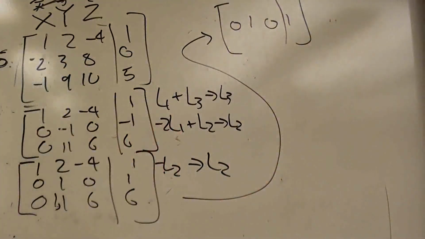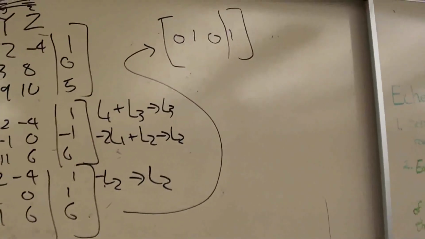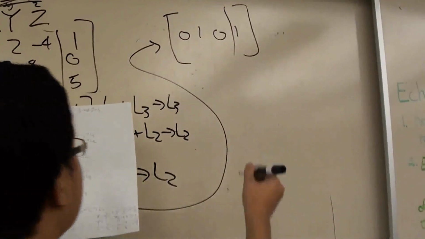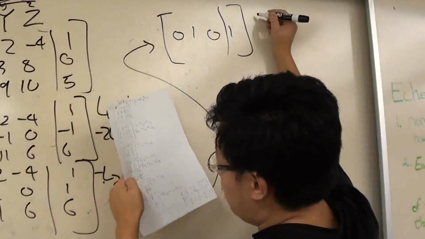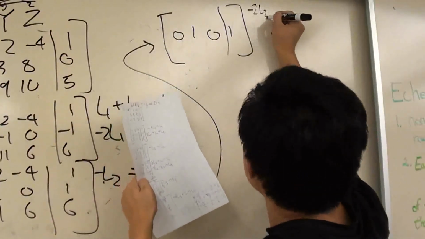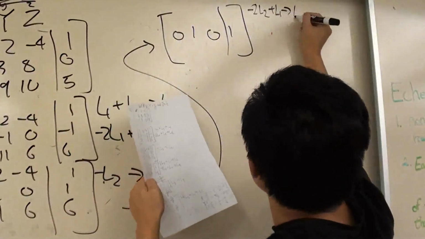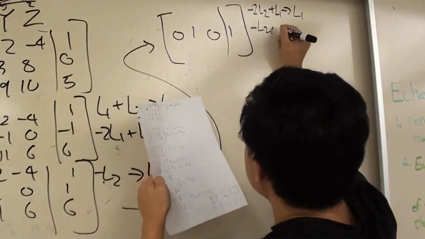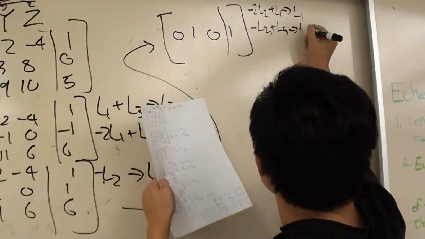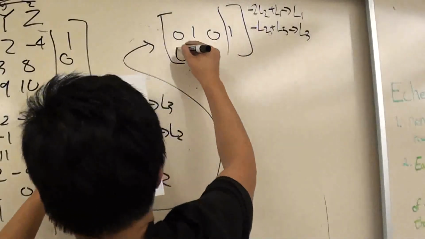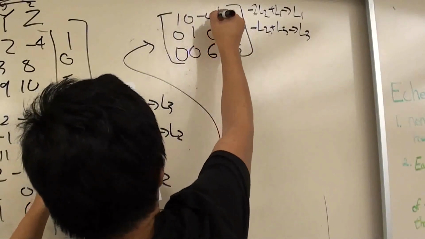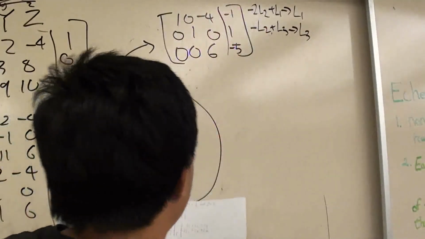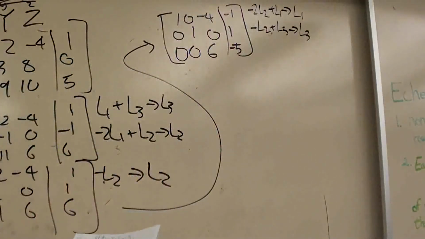Okay, and then, okay, maybe that will help. So what I'm going to be doing is negative 2 L2 plus L1 equals new L1. Negative L2 plus L3 equals new L3. And that will give me 0, 0, 6, negative 5, 1, 0, negative 4, negative 1. We are getting close, or maybe already there.